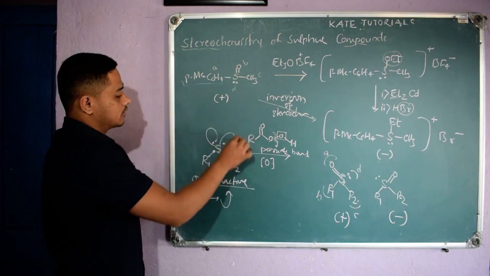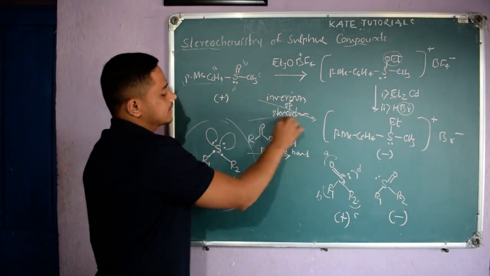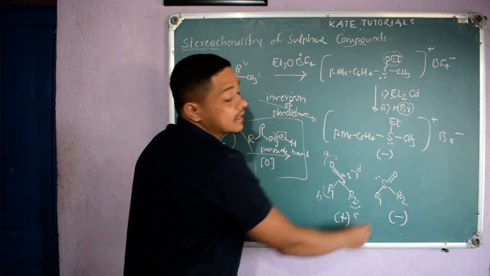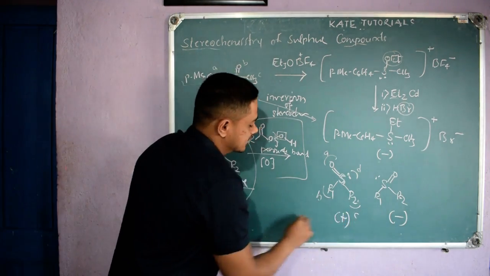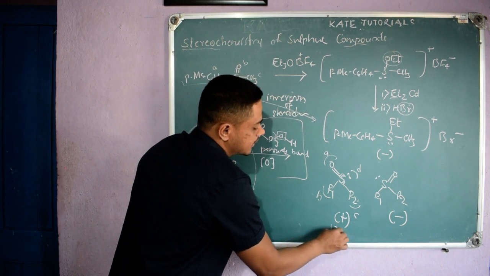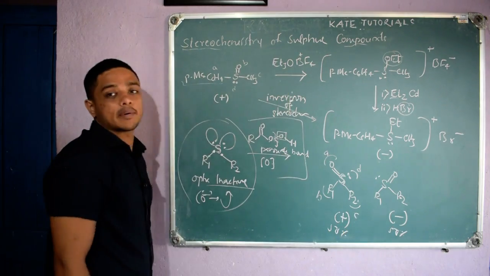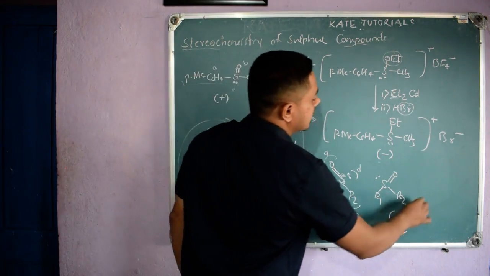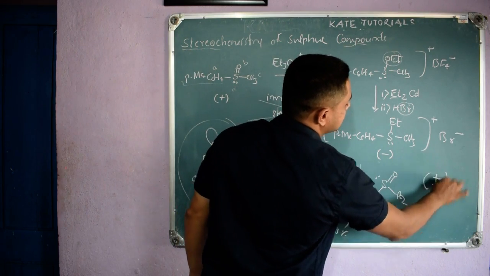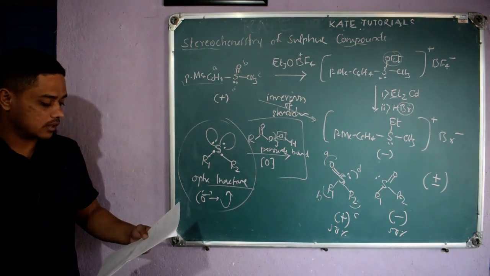So when we take this optically inactive sulfur compound and add this oxidizing agent, we will get optically active compounds. But the thing is, we will get a racemic mixture. So this will be 50% and this will be 50%: plus 50%, minus 50%. This kind of product we call a racemic mixture and denote it by plus and minus. So this is what I wanted to tell.